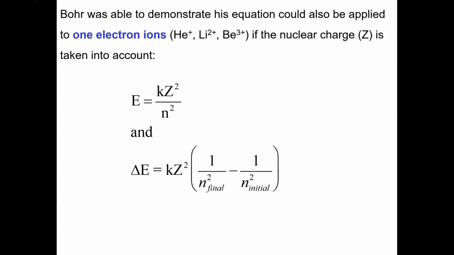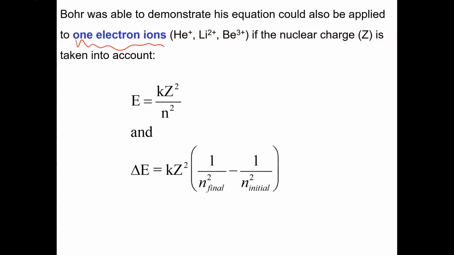Now, Bohr wanted to do more than just look at the hydrogen atom. He wanted to look at every atom in the periodic table, and there are 118 atoms in the periodic table. He wasn't able to extend his work to all of these atoms, but he was able to extend his work to any ion or atom that had 1 electron.